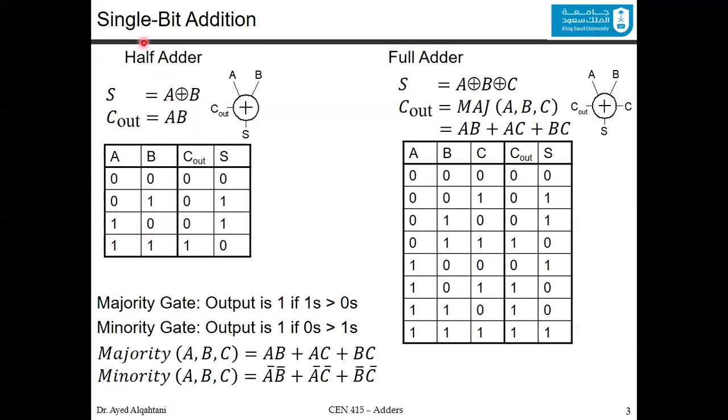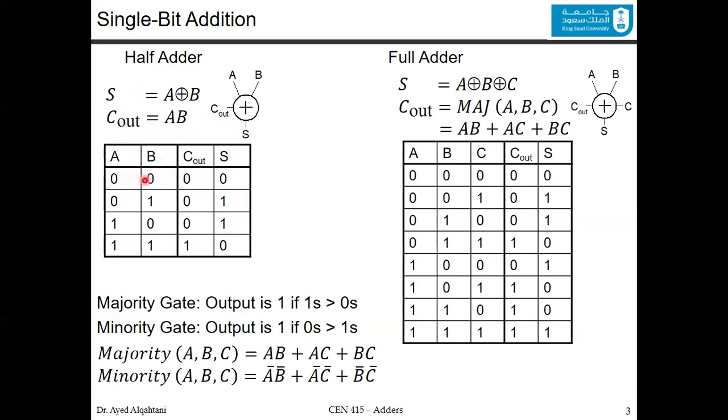So for single bit addition, we have a half adder and a full adder. The half adder has two inputs and has two outputs. The full adder has three inputs and two outputs. Now the outputs are the sum and the carry out. The sum is the XOR between A and B, and the carry out is the AND of A and B, according to this truth table.